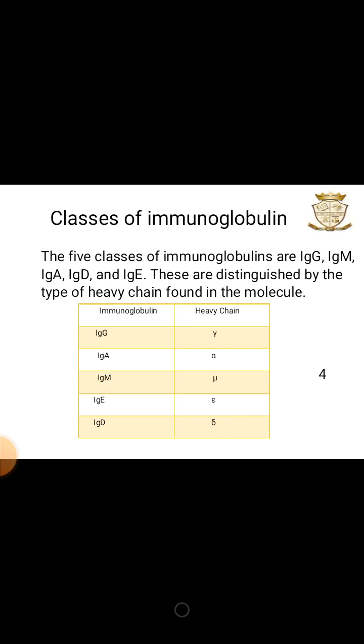The five classes of immunoglobulins are IgG, IgM, IgA, IgD, and IgE. These are distinguished by the type of heavy chain found in the molecule. In IgG, gamma heavy chain; IgA, alpha heavy chain; in IgM, mu heavy chain; in IgE, epsilon heavy chain; in IgD, delta heavy chain.